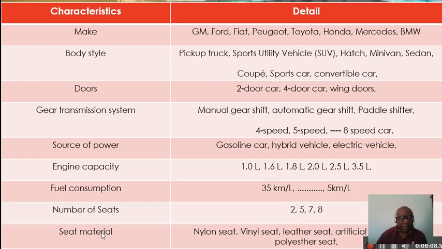We can also describe a car using the material they use to construct the seat. So what are the common materials they use? Nylon seats, vinyl seats, we have the natural leather seat, and the artificial leather seat, and we have a polyester seat. So these are examples of the materials they use to prepare the seat.